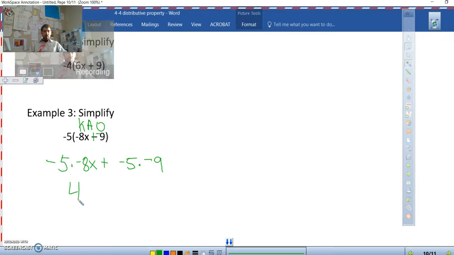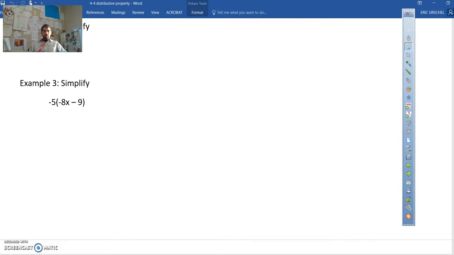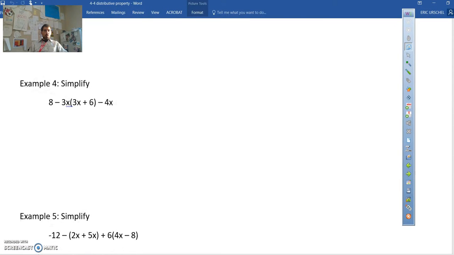Negative multiplied by negative is a positive 40x plus positive 45. So you end up with, even though there are all these negatives in your original problem, your final answer is a positive 40x plus a positive 45. As we move on, guys, we're going to keep adding additional things to these problems to make them a little more difficult.